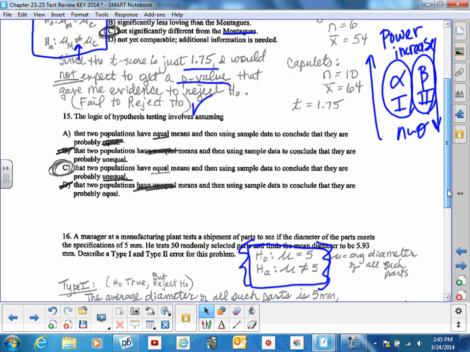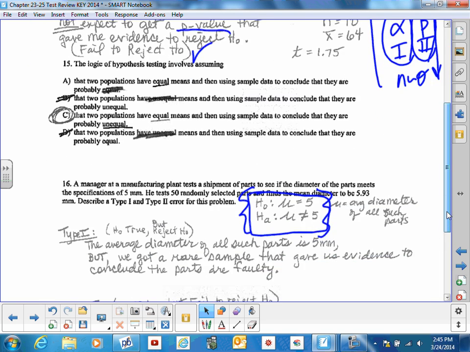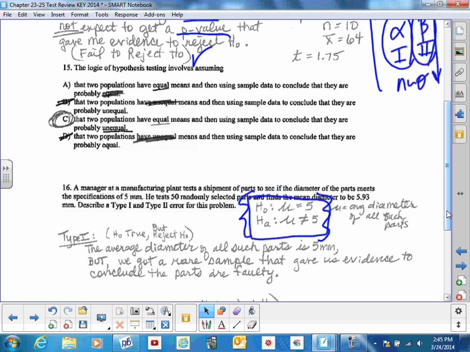All right, so there you go. That was how I came up with that decision. Number 15 was pretty straightforward just from your basic understanding.